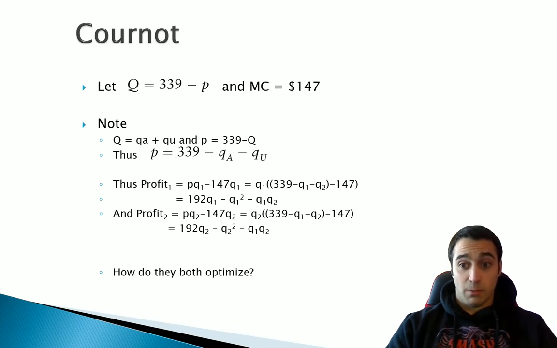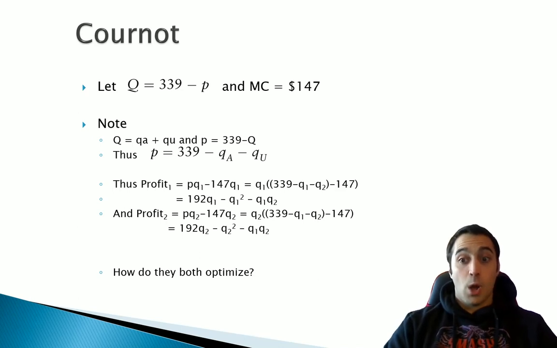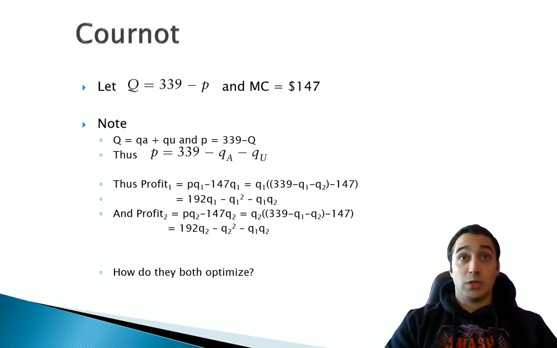what are your choice variables and what are you trying to do? Hopefully you've noted that profit for firm 1 is decided by firm 1. All they can choose is Q1. Similarly, hopefully you notice that firm 1 probably wants to maximize their profit. So all you need to do is take the derivative of this with respect to Q1, take the derivative of this with respect to Q2. Try it out.